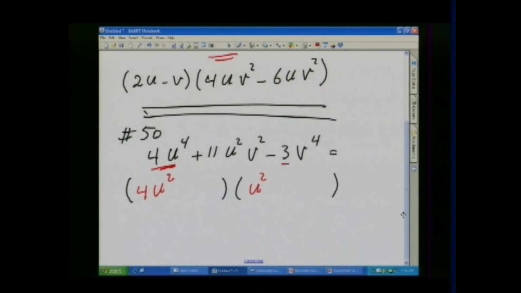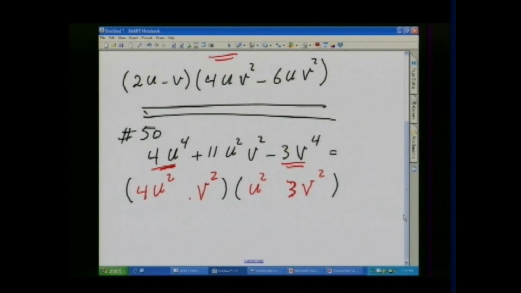Then you look at the last term you have here, which is minus 3v to the fourth. Well, for the v to the fourth here, you can have v squared and v squared. But here you have 3v to the fourth. So 3 either has to go here or it has to go here. I say it should go here as 3, and here as 1 on the left-hand side, so 1v squared and 3v squared.